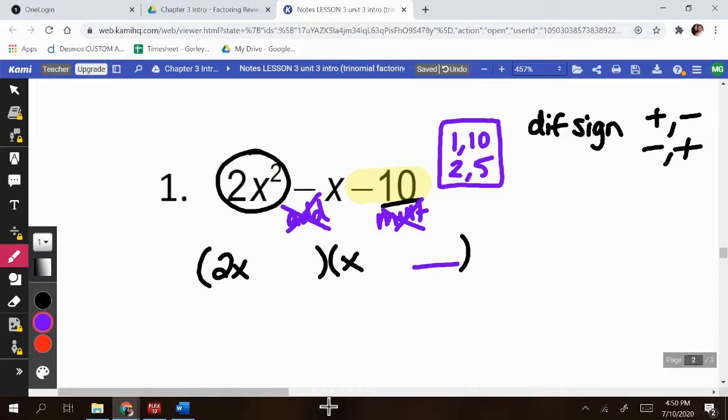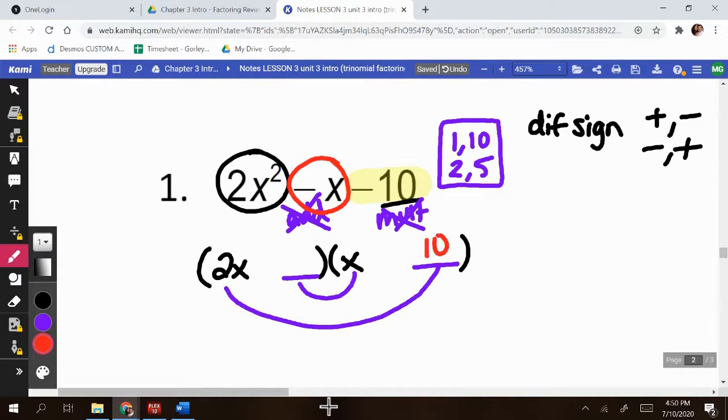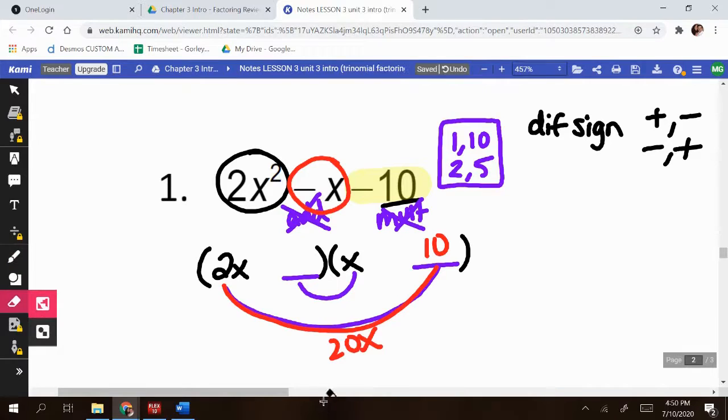Remember, whatever I put in this spot is going to be multiplied by 2, and whatever I put in this spot is going to be multiplied by the 1x. And you want your outers and inners to sum to -1. So this is where you're going to have to do some guess and check work. Like, would it make sense to put the 10 there? Well, then I'd have 2x times 10, and that would be 20x. That's going to get you pretty far away from the -1. Okay, let me show you how I can quickly narrow down the amount of options that I have.